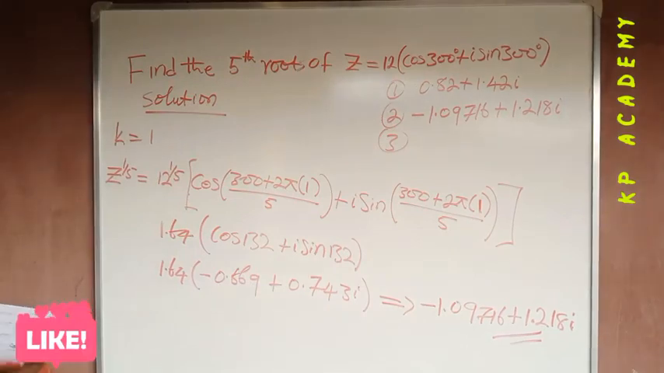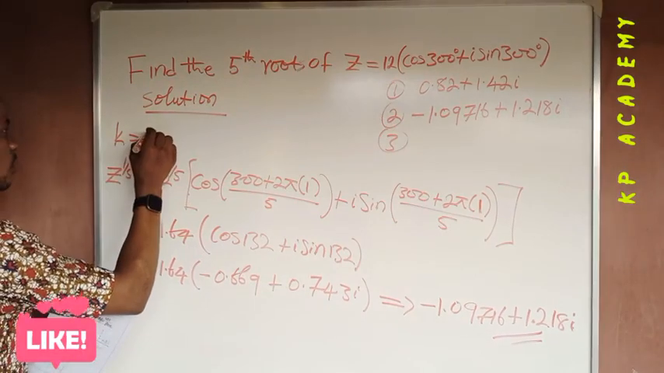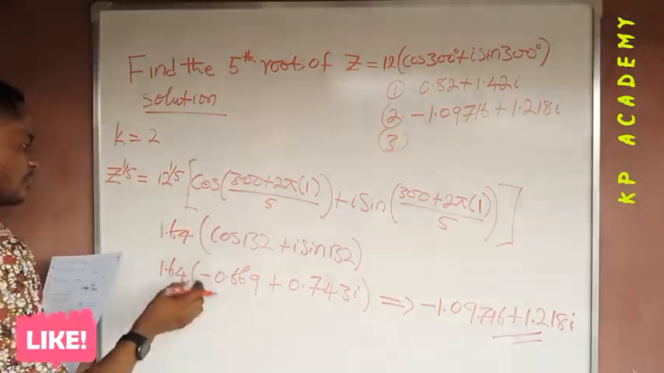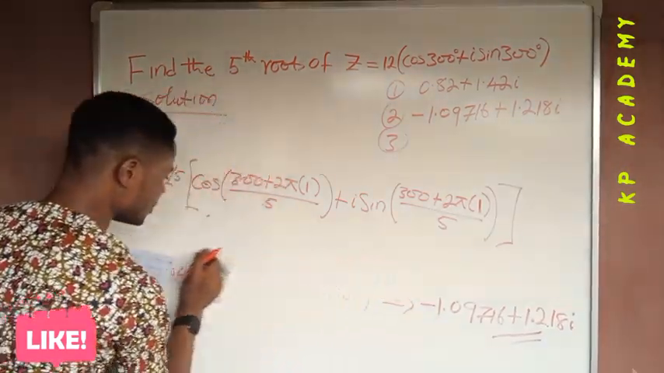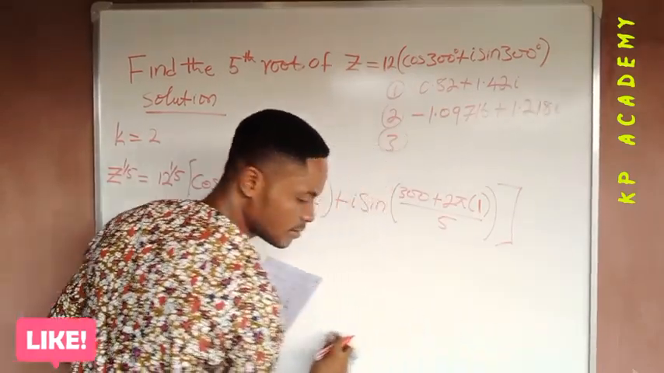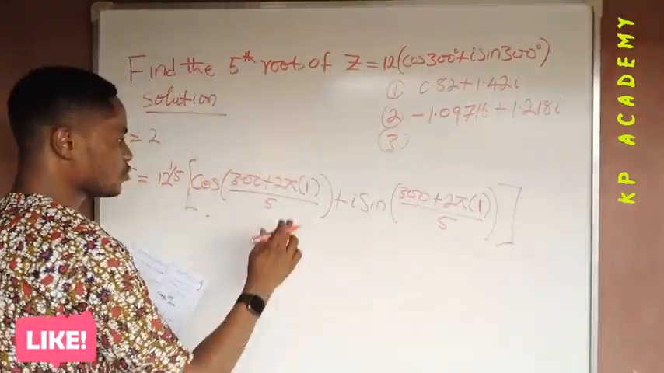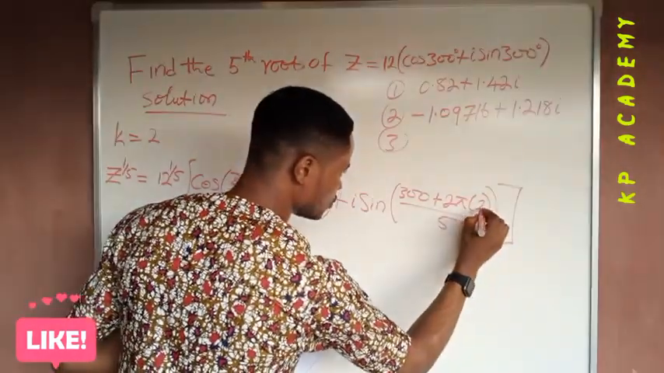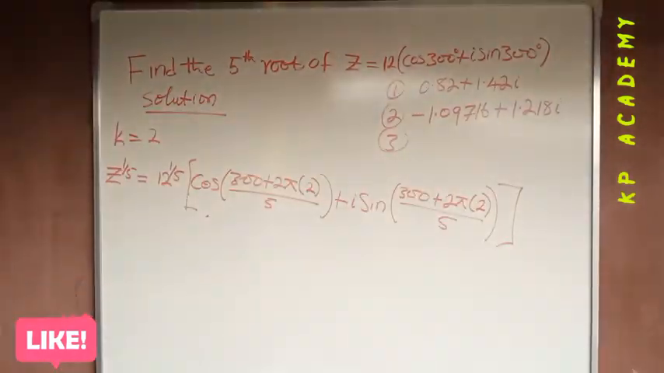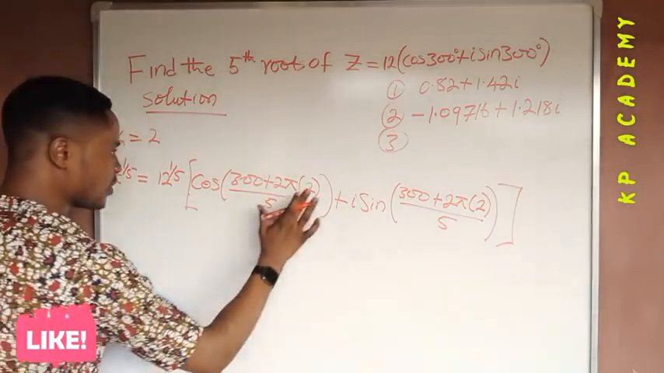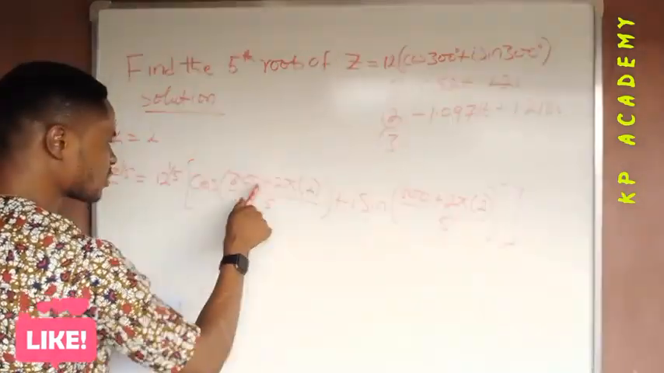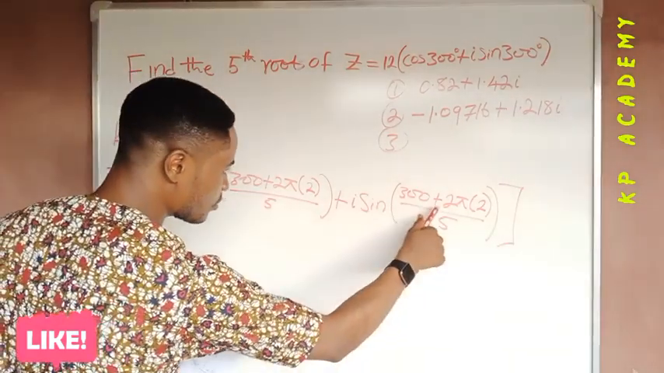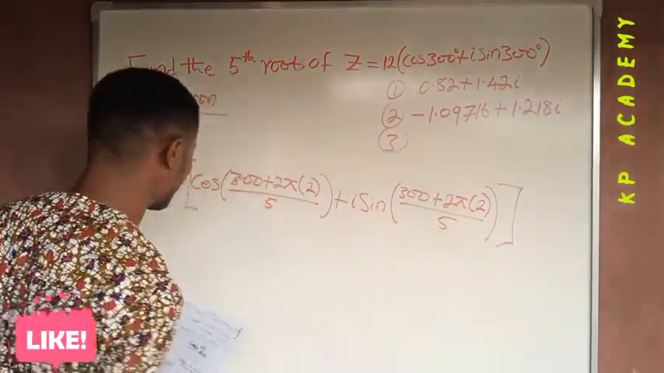Alright, so let's also solve for the third answer. That is when k is equal to 2. Now for when k is equal to 2, it's just simple again. All what we are going to do is just to replace k with 2. So over here now we're going to put 2 here. We're also going to put 2 here. Alright, so now evaluating all of these things. So this is 300 plus 360 times 2 all over 5.